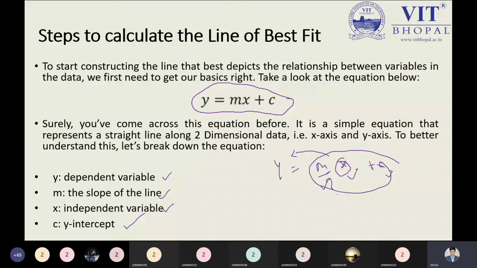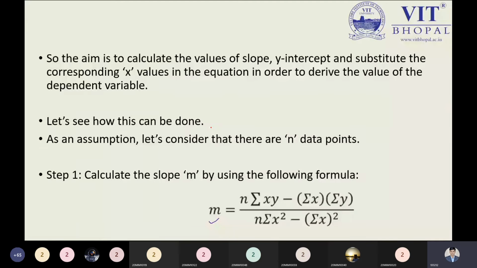With this basic fundamental point, you can easily calculate all the things. Some students ask me, sir, how to calculate the slope? This is a simple way. M equal to n times the summation of xy minus the summation of x multiplied by the summation of y, divided by n times the summation of x square minus the square of the summation of x. With this formula, we can calculate the slope of all the data points. That is a point we have to understand.